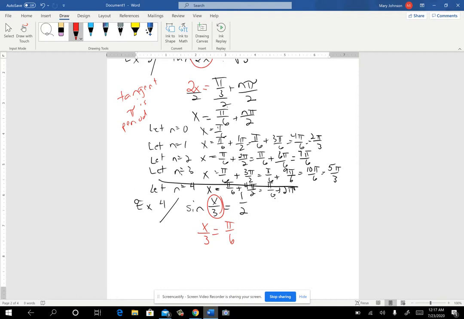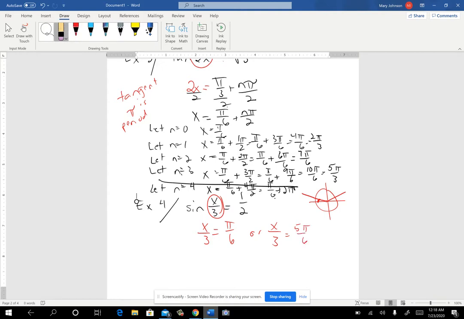But it also could be another angle. Look at the unit circle. There's one spot where the sine is 1/2, and then here's one where we have that reference angle that would also indicate that the sine would be 1/2, and that would be at 5 pi over 6.